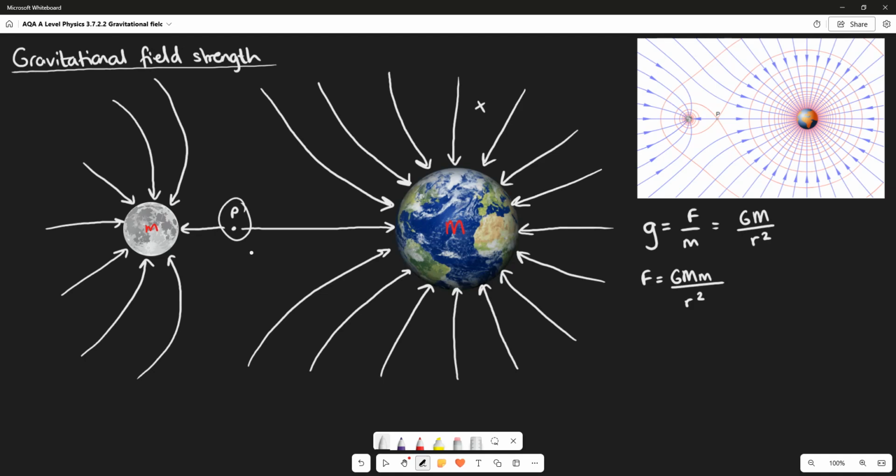At location P, the gravitational field strength is equal to 0. And that's because the gravitational field strength of the Moon is equal to the gravitational field strength of Earth. One is pulling to the right, the other is pulling to the left, and they cancel each other out.